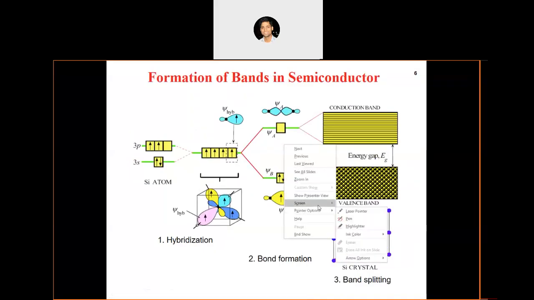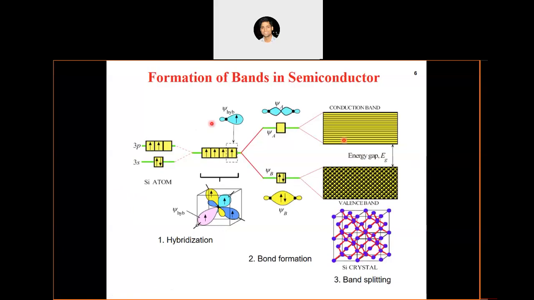So now we can discuss how the band formation happens in semiconductor. When we bring n silicon atoms together, where n is of the order of Avogadro's number, first hybridization will happen. As a result of hybridization, we will have four unpaired electrons in four hybrid orbitals, and then these hybrid orbitals of all the n atoms will start interacting with each other.